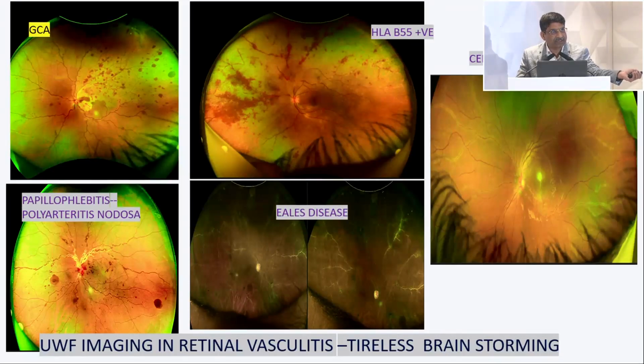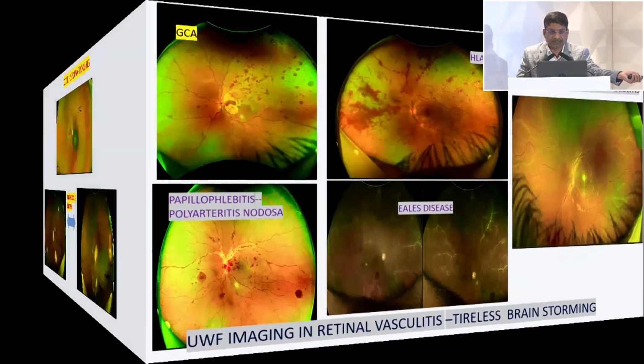If you take good photographs and investigate properly, it is a brainstorming investigation. In the last case, you can see the central toxoplasma, but you have never seen such extensive vasculitis associated with toxoplasma.